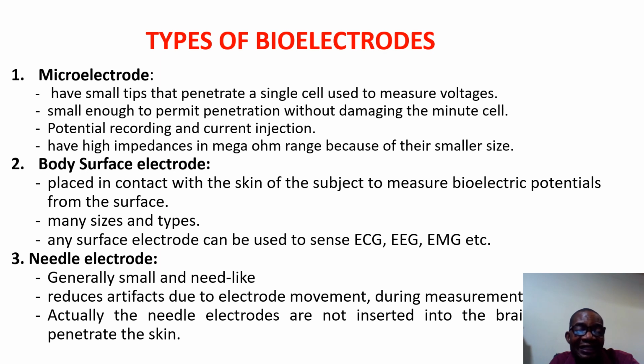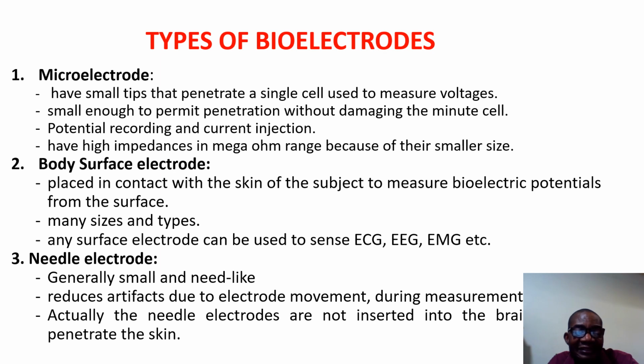We should also note that they have a larger surface area than the microelectrodes and needle electrodes. There are many sizes and types of body surface electrodes. So body surface electrodes, as I've said, can be used for ECG measurements. They can also be used to sense electroencephalography and electromyography.